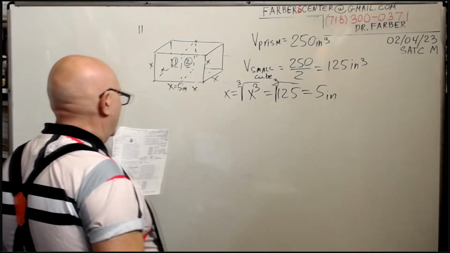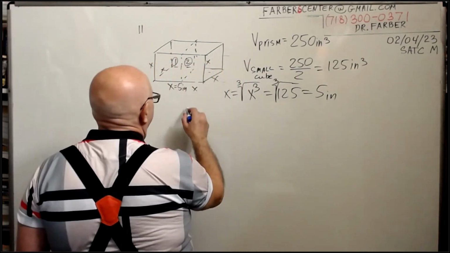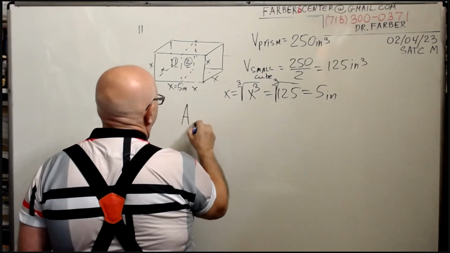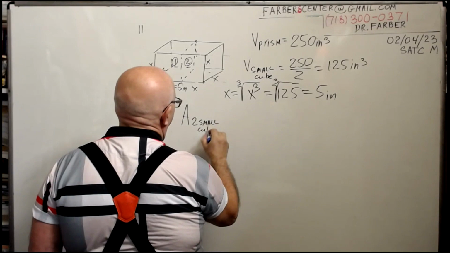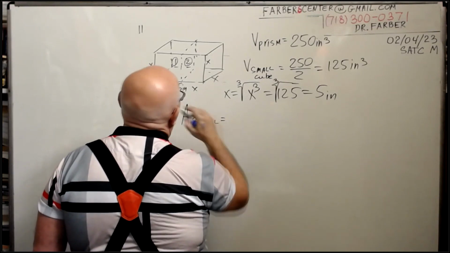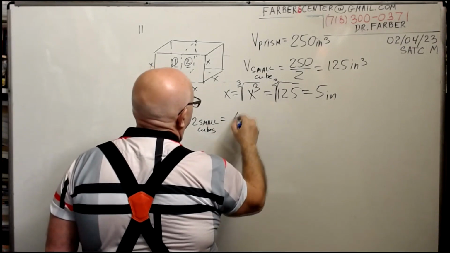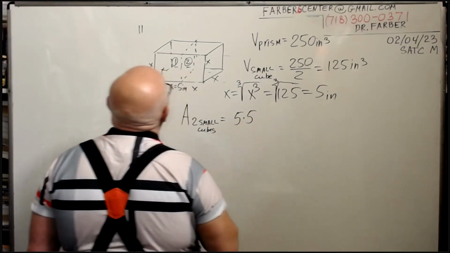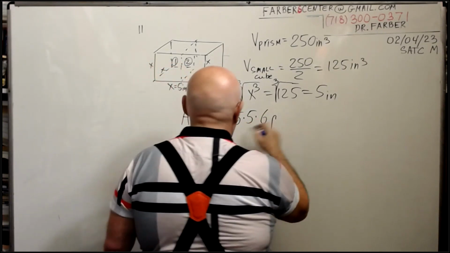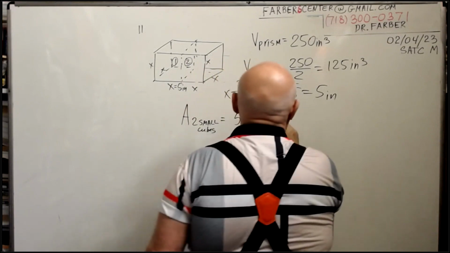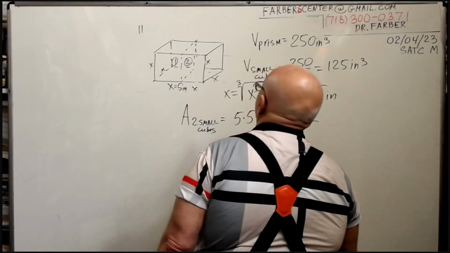They ask you about the surface area. The area of 2 small cubes equals the area of one face, 5 times 5, multiplied by 6 faces, and multiply by 2. Why? Because we have 2 cubes.